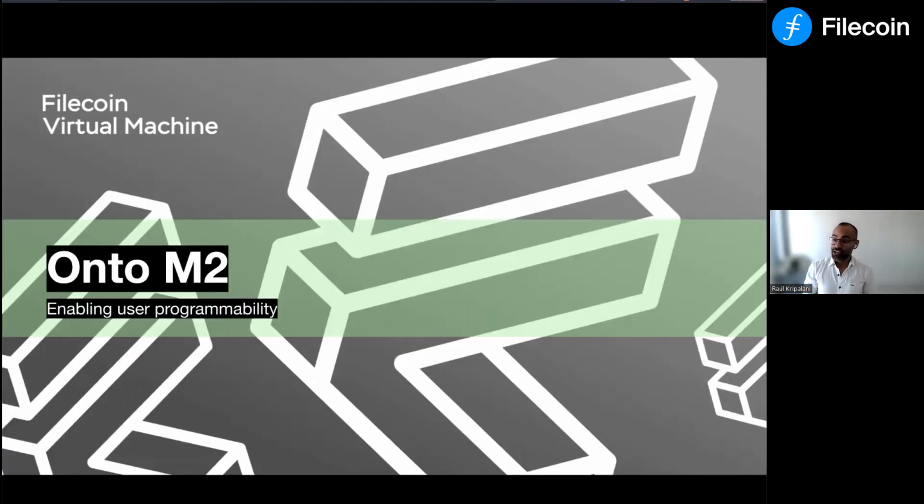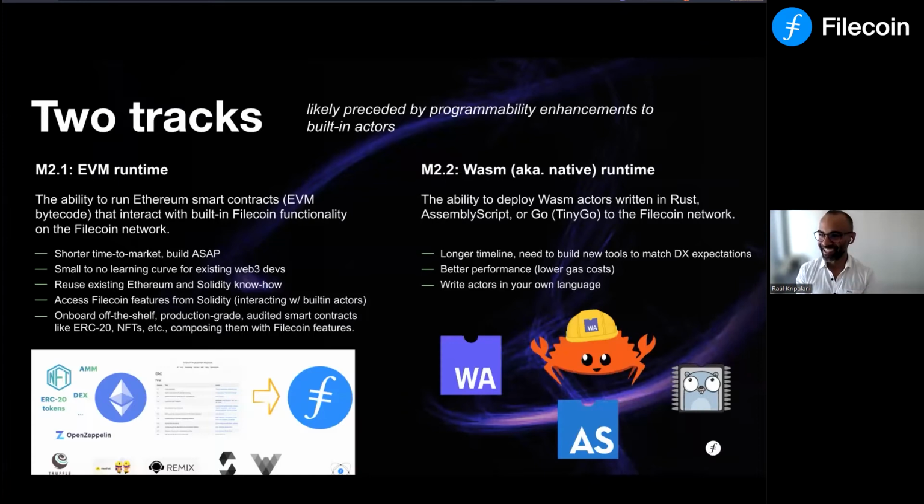So now this is all about M1. Now I want to talk about M2, the milestone that enables user programmability. And this is probably the one that most people are excited about, even though M1 introduced the bulk of the changes here. So there are two tracks to M2. There is M2.1, which is the EVM runtime, and there is M2.2, which is the WASM, which we've been calling the native runtime as well. Now, the EVM runtime, if you look at the website today, these are flipped.